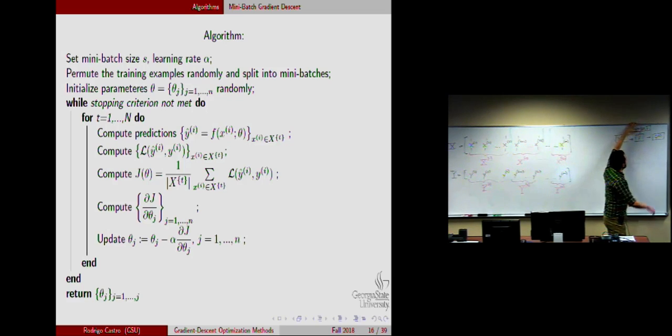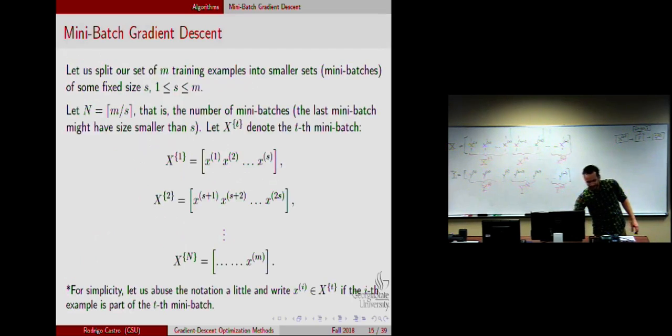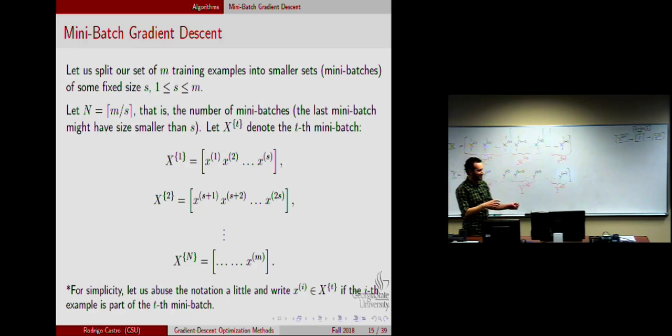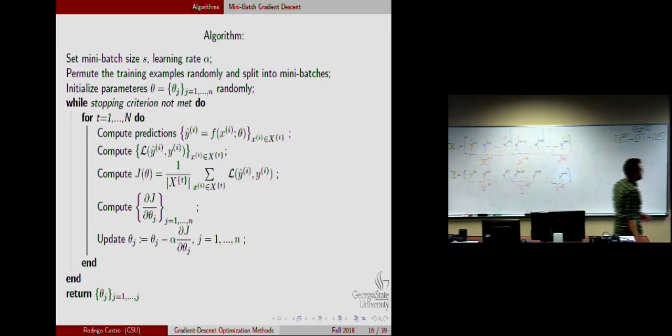Now we're going to run the first mini batch. Also, so you understand, we're going to abuse the notation a little bit, and say that little xi belongs to big Xt if this example is in that mini batch. In reality, this is a matrix, this is a vector. I don't know if it's okay to use set notation like belongs to, but let's use this so we know that when we compute these predictions, it's only for those examples in this batch.